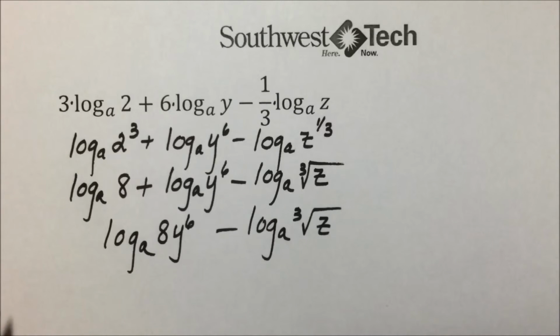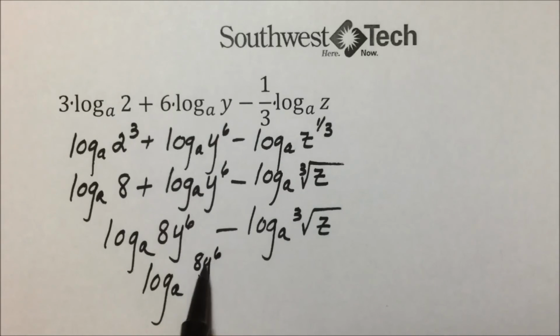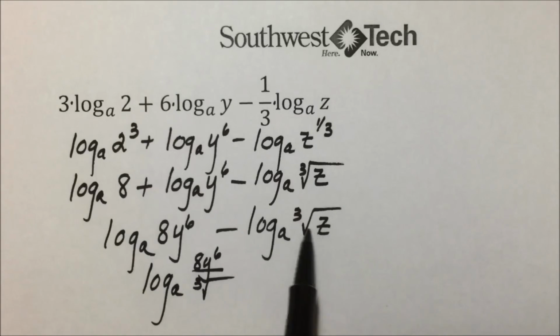We're down to one last step. We now have a difference of logarithms with the common base. We can use our quotient rule. That means as a single equivalent logarithm, we would have log base a of this first quantity acting as our numerator over the denominator of this second quantity, which is the cube root of z.